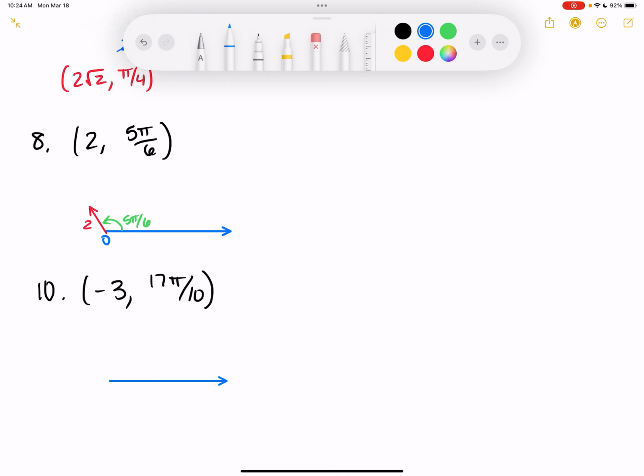So 10 pi over 10 would be 1 pi, right? So that would be all the way around to here. And then halfway would be 5 pi over 10, so that means 15 pi over 10 would be down here, and then 17 pi over 10 would be somewhere down here. Obviously not exact, but however, it is negative, okay, so this is my angle of 17 pi over 10.